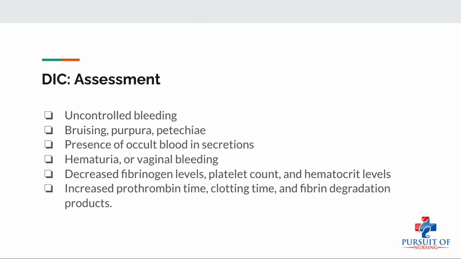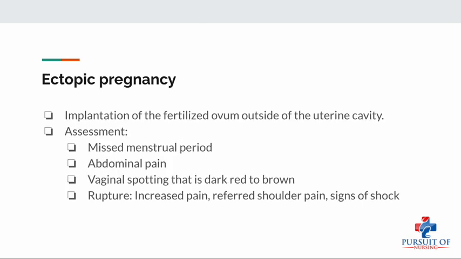Renal failure is a potential complication of DIC. So in a patient at an increased risk or suffering with DIC, you want to monitor for adequate urine output, which is at least 30 mLs per hour. And then you're always going to monitor for signs of shock as well.